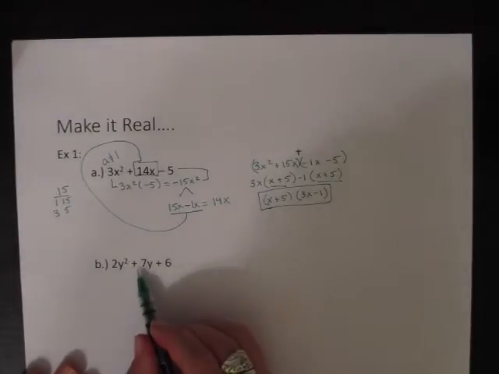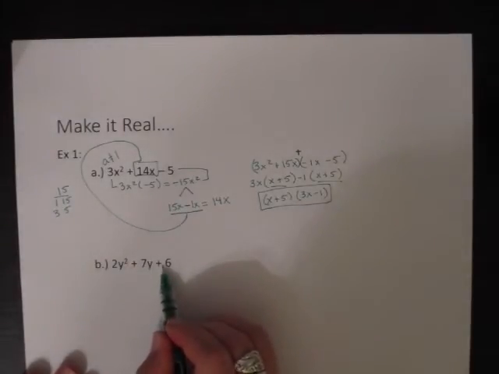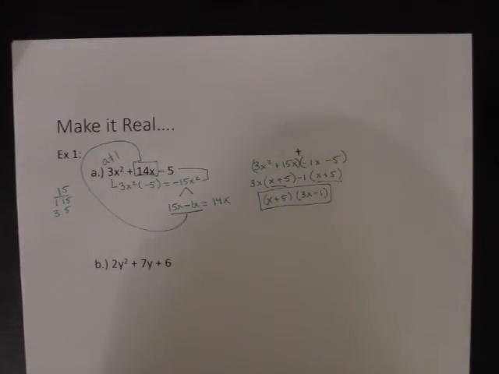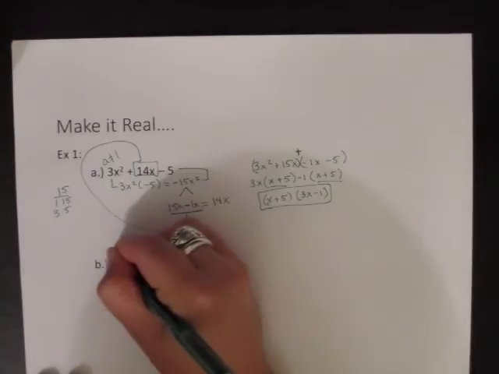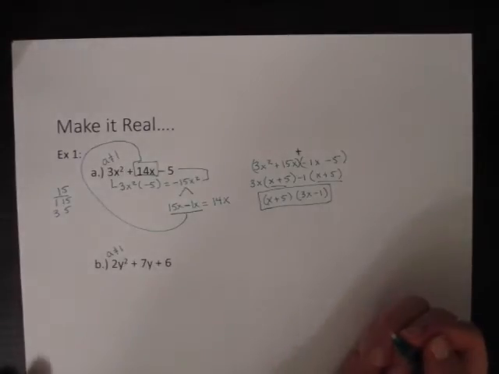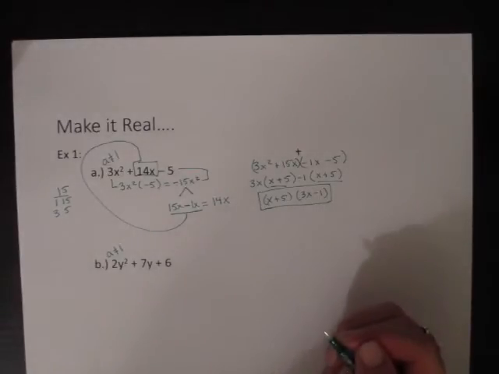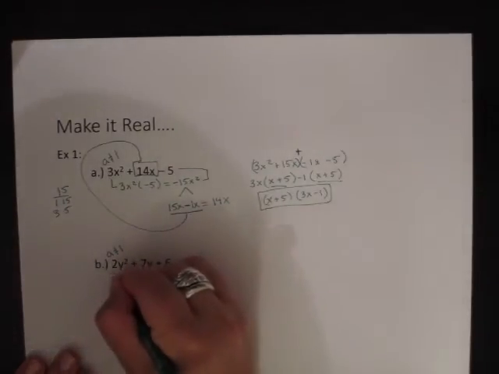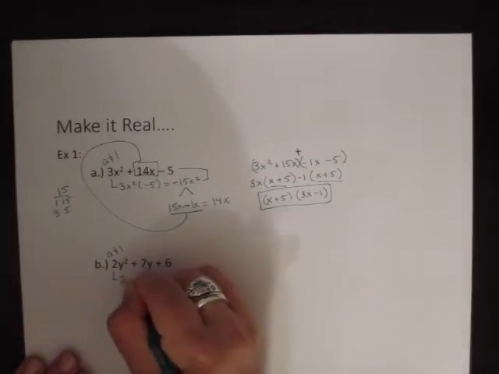So we've got 2y squared minus 7y plus 6. When I first look at this, I see that I can't pull anything out. So I'm going to have an a that does not equal 1, and I've got to go through my 3 steps. So first thing I've got to do is a times c. I'm going to make sure and use my signs as well.